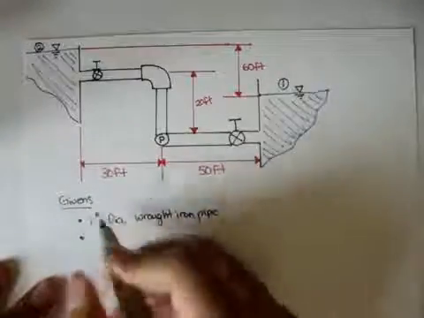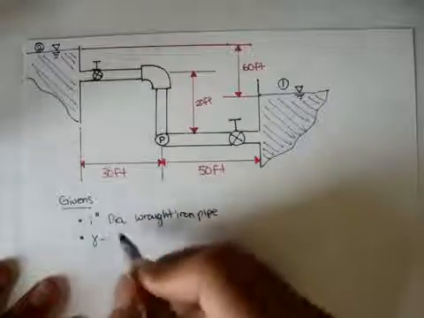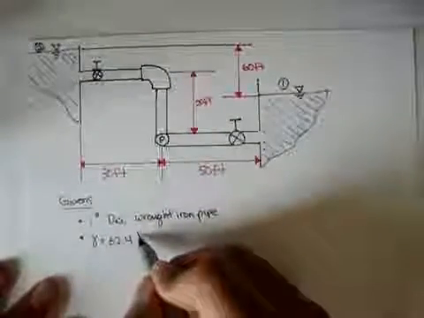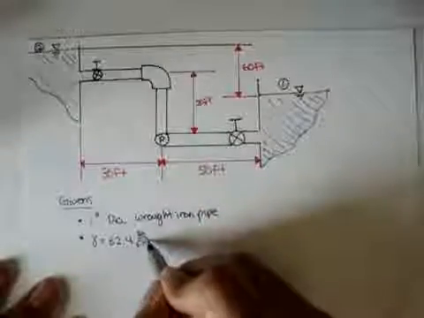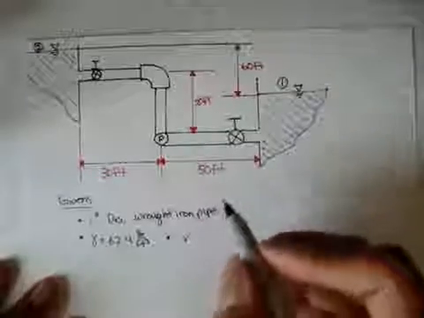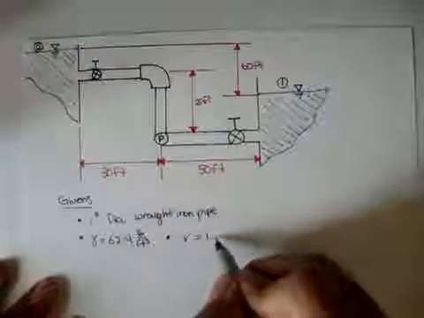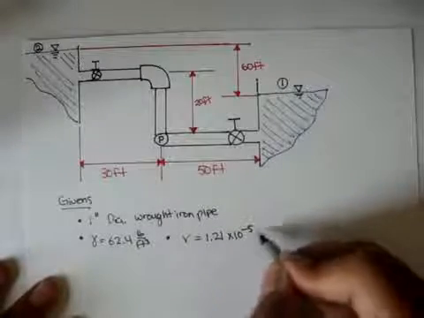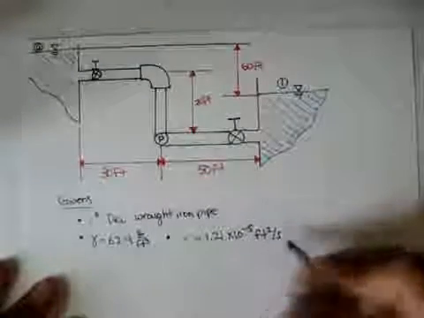The second given is that the liquid that's traveling has a specific weight of 62.4 pounds per foot cubed, and it also has a kinematic viscosity of 1.21 times 10 to the negative 5th feet squared per second.